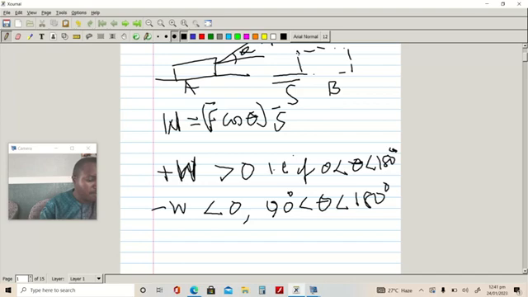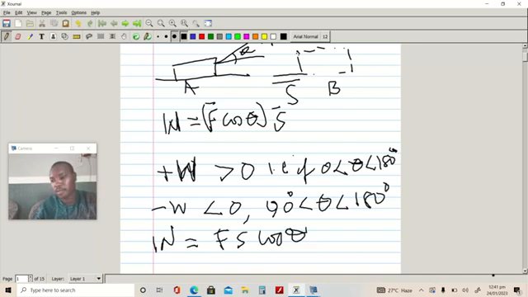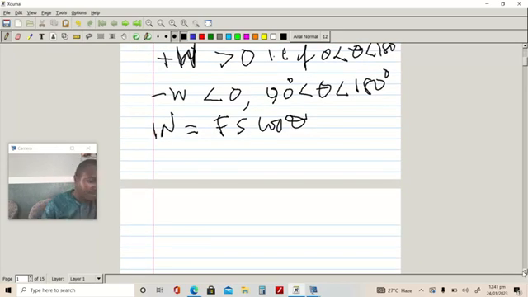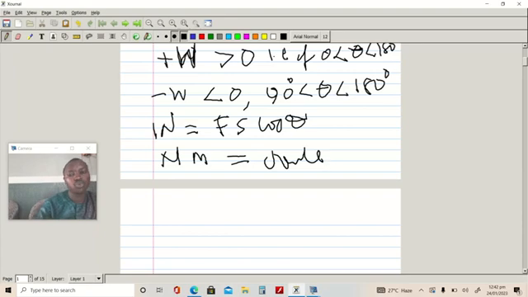So work done now is equal to Fs cos theta. So that's the formula for work done. And the force is always perpendicular to the displacement. The SI unit of work is Newton meter, because we are multiplying force, which is measured in Newton, and distance, which is measured in meter. And this is equal to joule. We call it joule. And it has the same unit as energy.